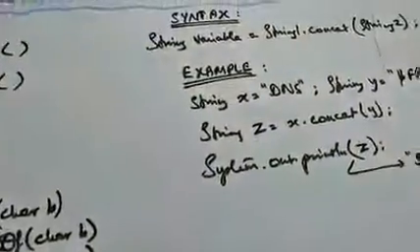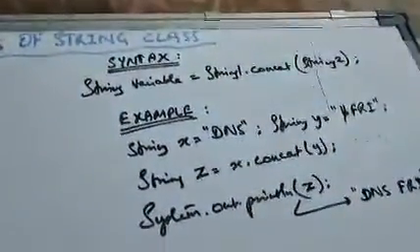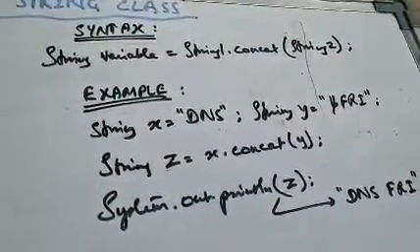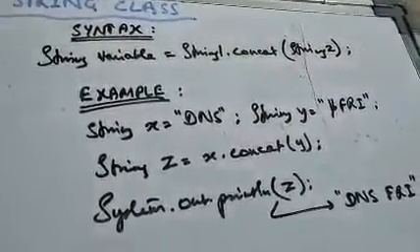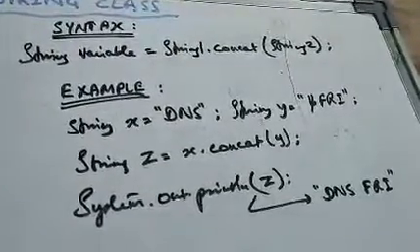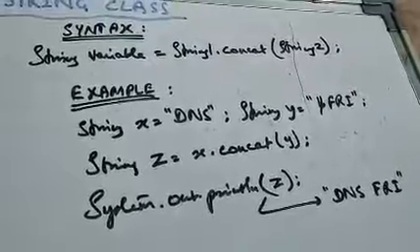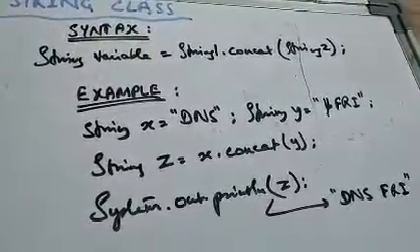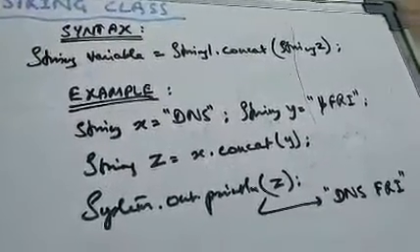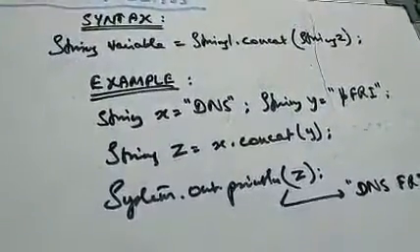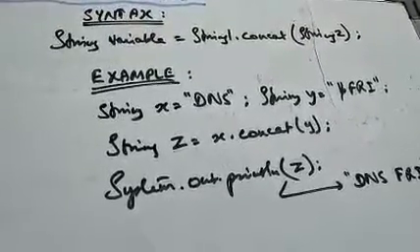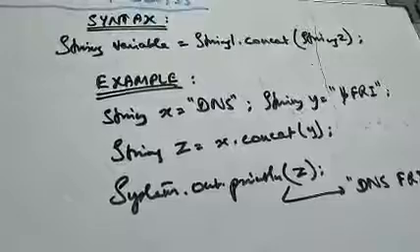So the first function that we have for today is concat. Look at the syntax of concat: String variable is equal to string1.concat(string2). The one within the parentheses is known as string2, and the one before that is string1. What is the basic function of concat? It is used to join two strings. So if I want to join two strings, we use the function called concat.